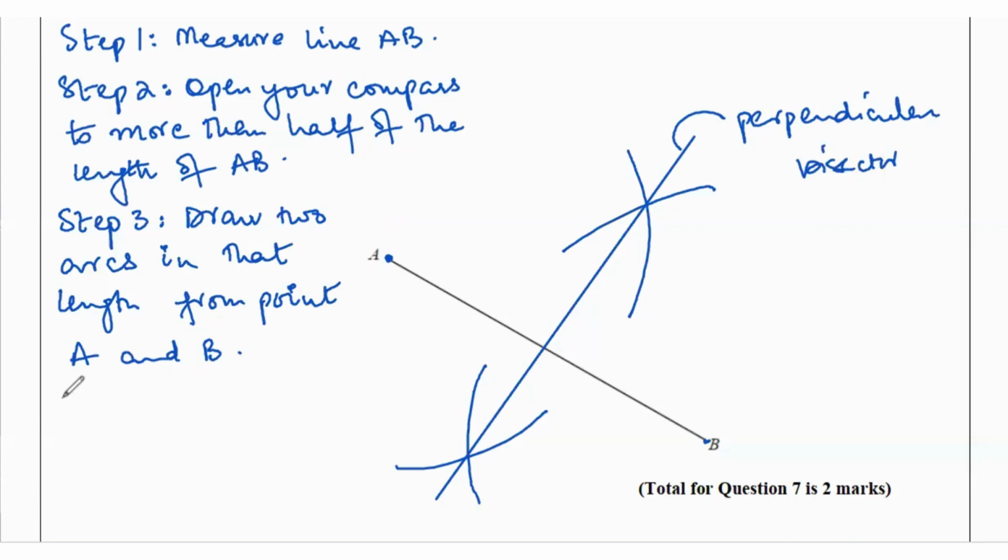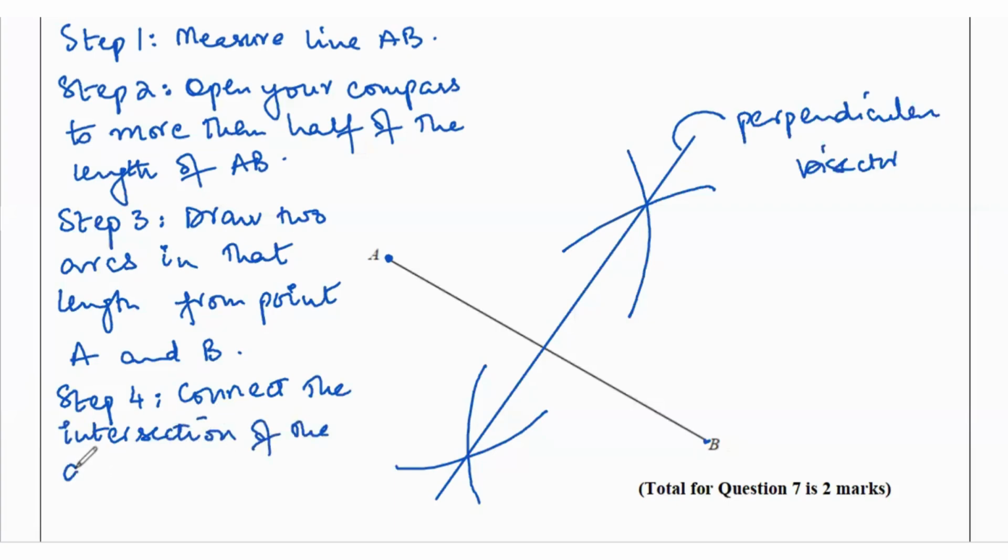To check if your perpendicular bisector is correct or incorrect, we can measure the distance from point A to the line. And if it's half of the line AB, then it's correct. If it's not half, that means you drew your arcs incorrectly. So you need to repeat the steps again. Connect the intersection of the arcs using a straight line. That is your 4th step, and this is how you draw your perpendicular bisector.